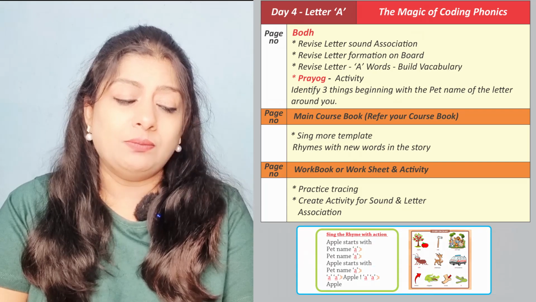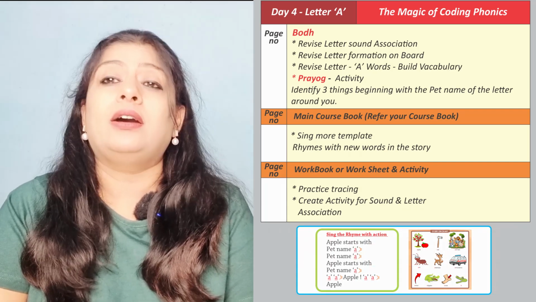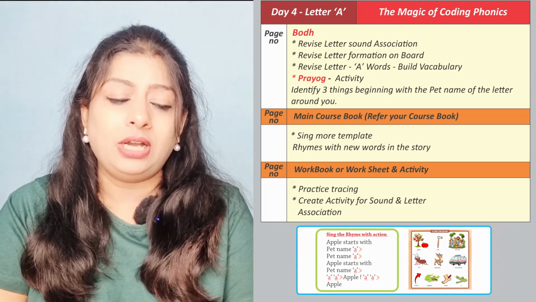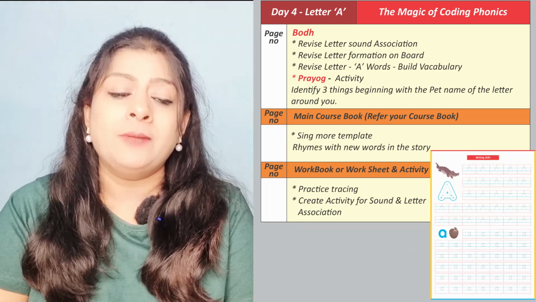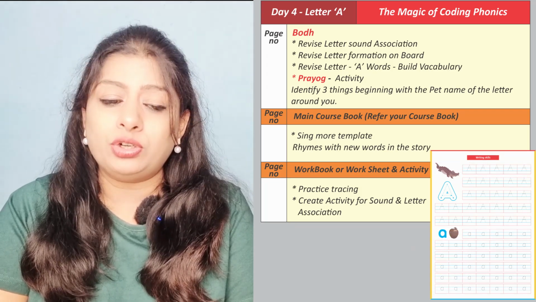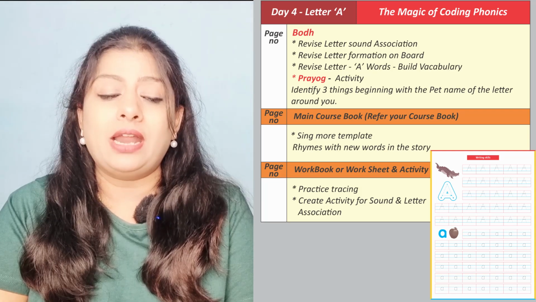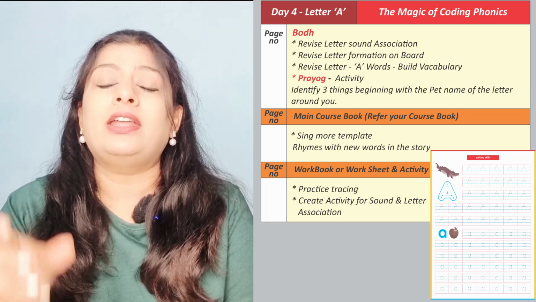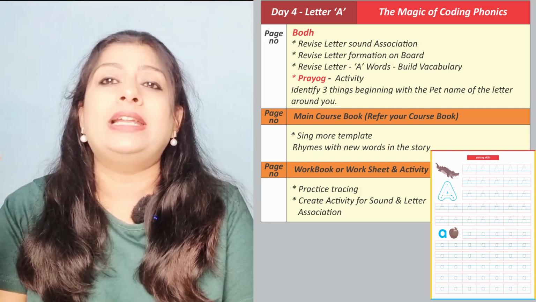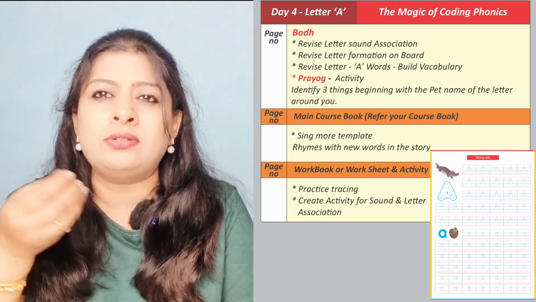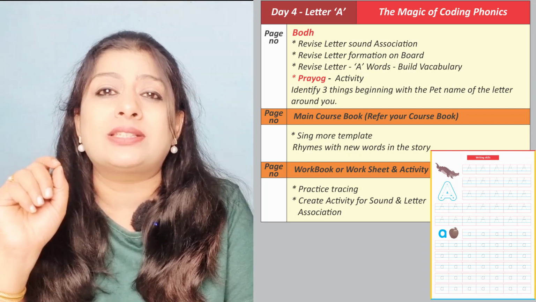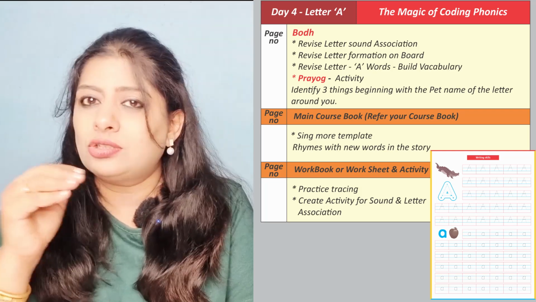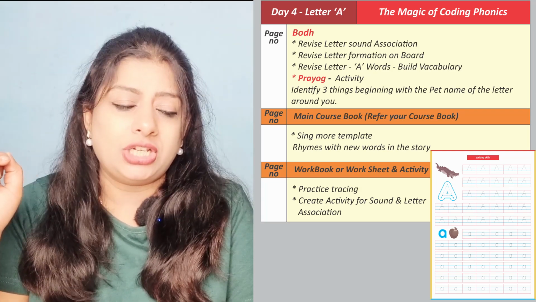We will sing more template rhymes beginning with the same sound, and later in the workbook or activity or worksheet, we can again do the jumbo tracing, and we can do the activity for sound and letter association or identification. For example, match all the pictures that begin with the sound A. So like this you can have some worksheets as well.